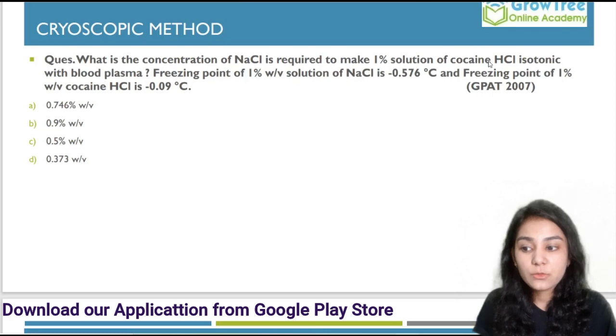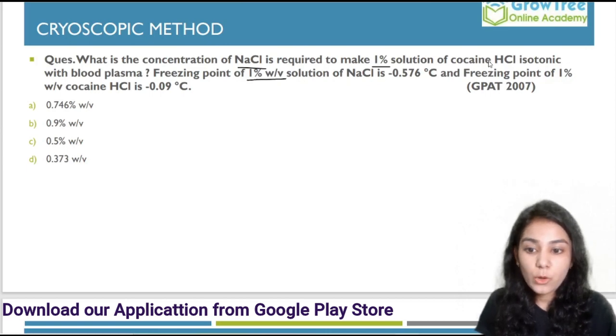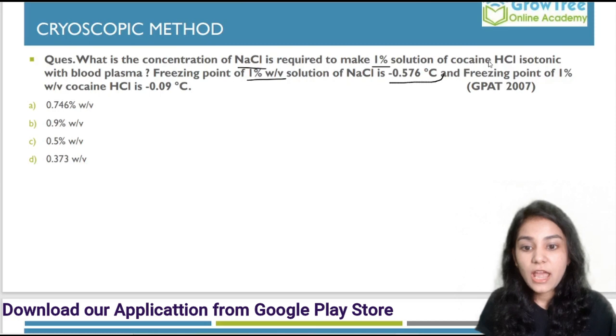Here's a question which says, what is the concentration of NaCl which is required to make 1% solution of cocaine HCl isotonic with blood plasma? We are given along with the question that the freezing point of 1% weight by volume solution of NaCl is minus 0.576 degree and the freezing point of 1% weight by volume cocaine HCl is minus 0.09 degree centigrade.